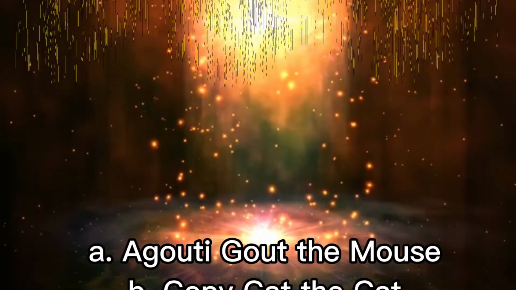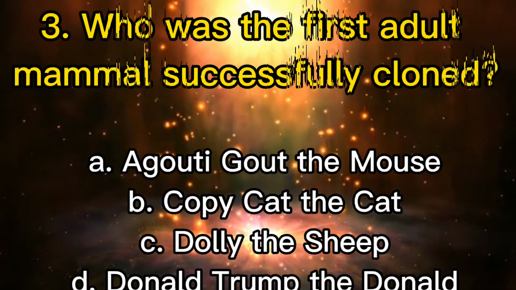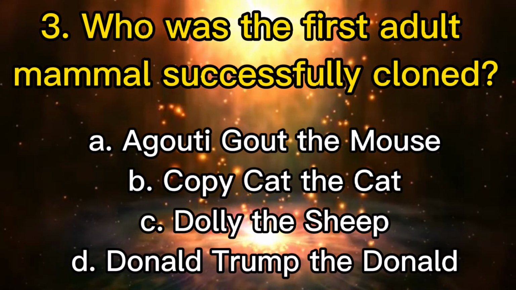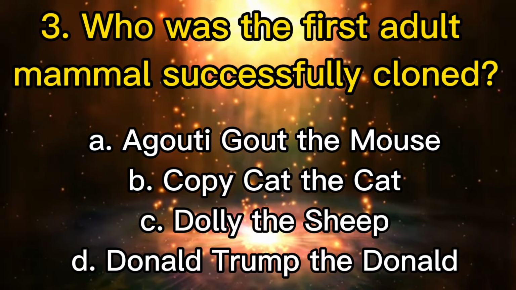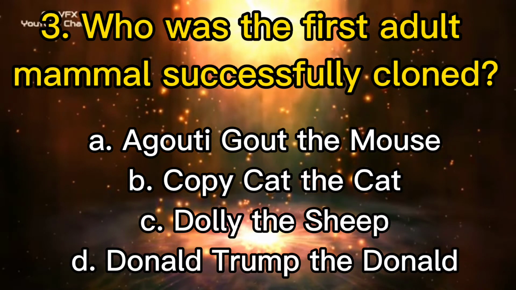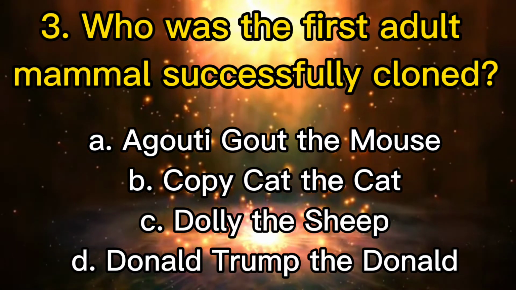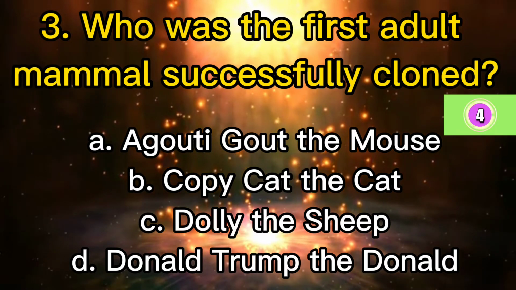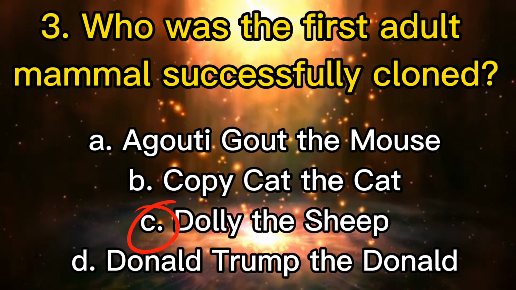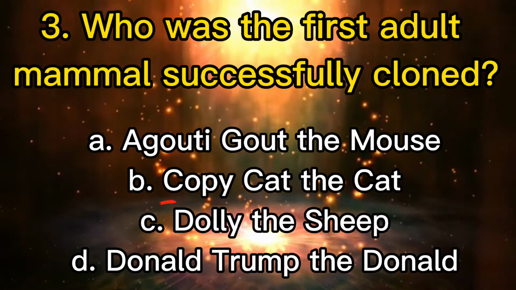Number 3. Who was the first adult mammal successfully cloned? Letter A. Agouti the goat. Letter B. Copycat the cat. Letter C. Dolly the sheep. And letter D. Donald the duck. If your answer is C, then you are correct.